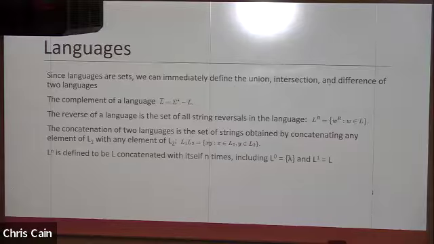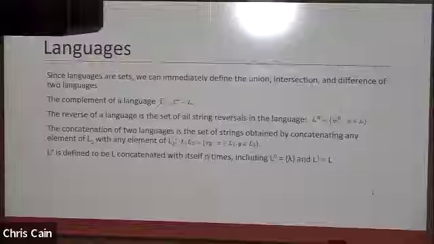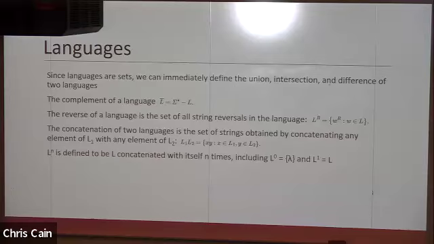We can now say we can concatenate L with itself n times and define L to the n. L to the 0 is always defined to be just the empty string, regardless of what the language is. L to the 1 is L, and other than that, you have L squared, L cubed, etc. L cubed, if L were English, would be all legal concatenations of 3 English words.